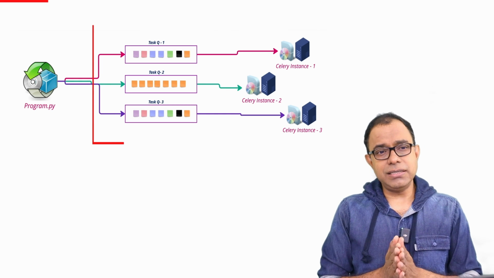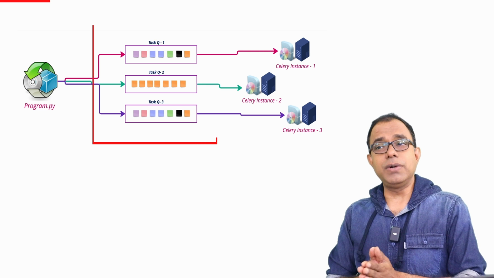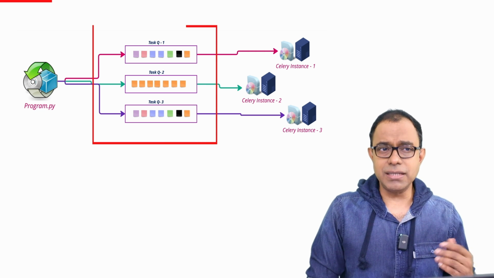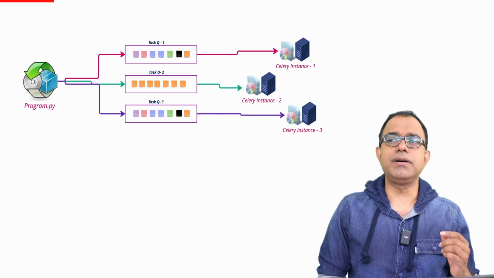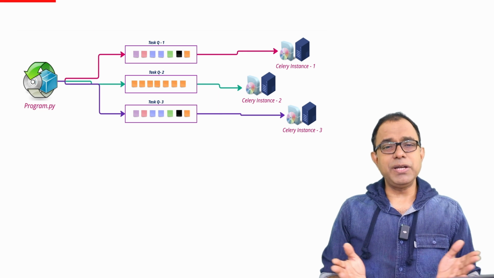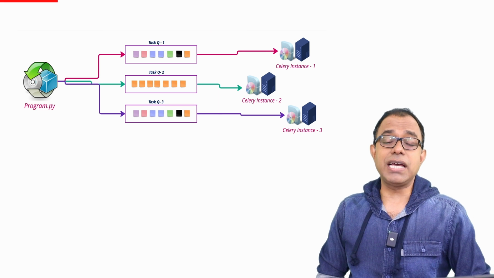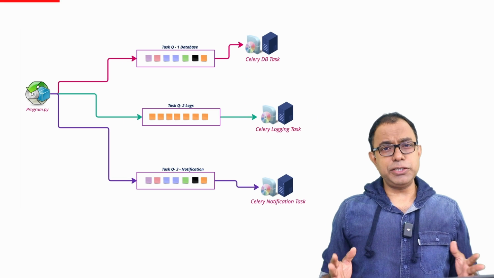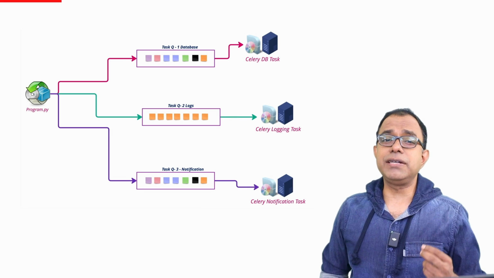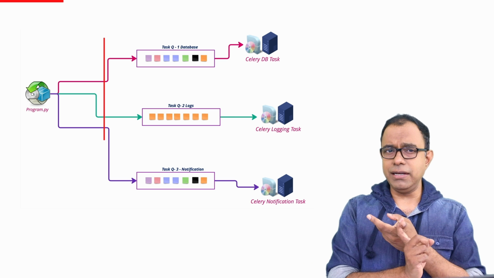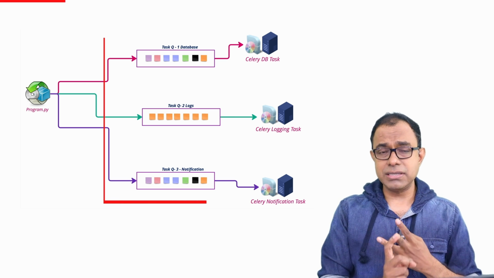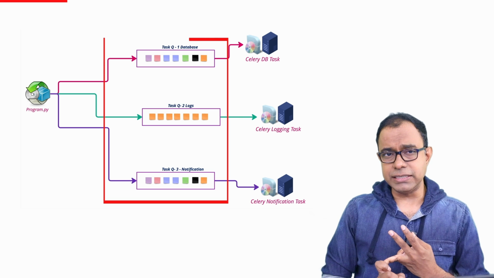Why? Because some of the things you want to do as soon as possible, and some of the things, if delayed for a few seconds, may not impact your software systems as much. For example, let's assume that in your software system you decided to create three queues: one for writing into database, one for writing logs, and one for giving notifications.